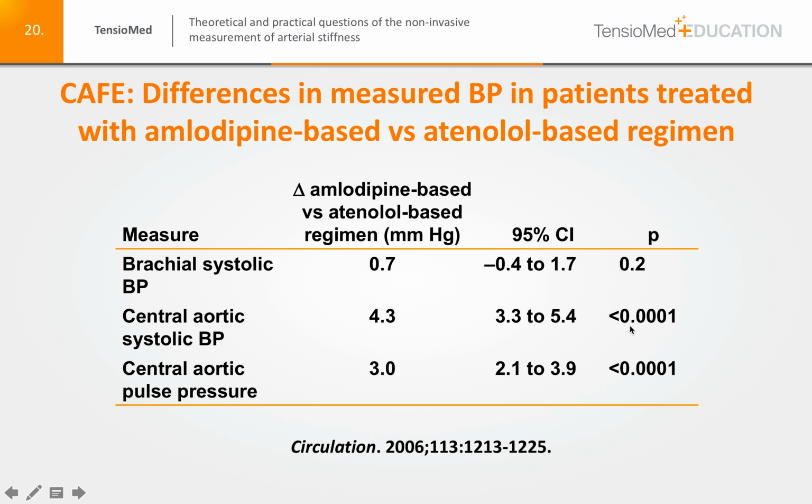there was a very significant difference in the central systolic blood pressure lowering effect and the central aortic pulse pressure lowering effect between the two groups, because only the amlodipine-based therapy, calcium channel blocker-based therapy, was able to reduce the central blood pressure, while the atenolol beta blocker-based therapy did not. It highlights the importance of measuring the central blood pressure whenever we are providing antihypertensive treatment to our subjects and patients.